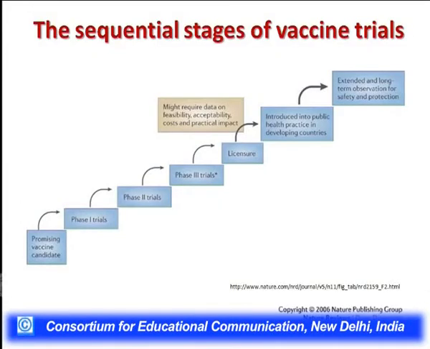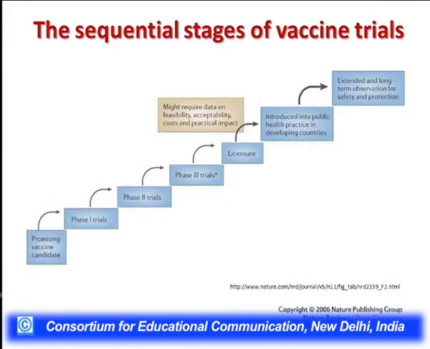Now, if we go into vaccine trials, how exactly these vaccines are developed, they are developed in various trial phases. One of the promising vaccine candidates first goes into the phase 1 trials. Subsequently, from the phase 1 trials, it goes into the phase 2 trial, then the phase 3 trial.